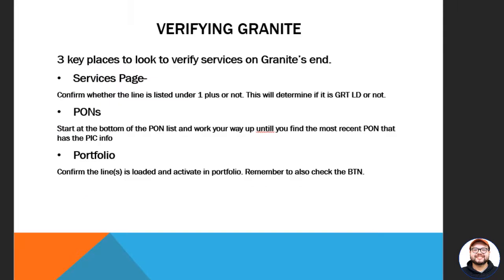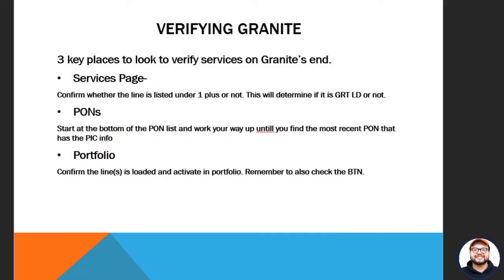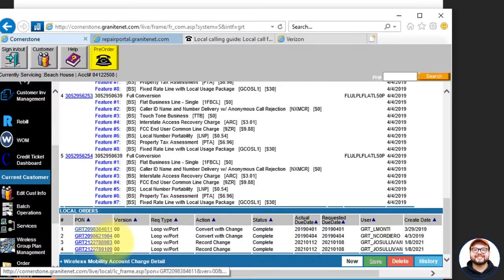So let's go back to our bullet points here. The next thing is we actually want to check it in the PONs. So here, let me pull that back up. So here are the PONs, and just a quick brief overview of PONs. What a PON is, it literally stands for purchase order number, and this is what we send over to the carriers when we are adding new services to an account.